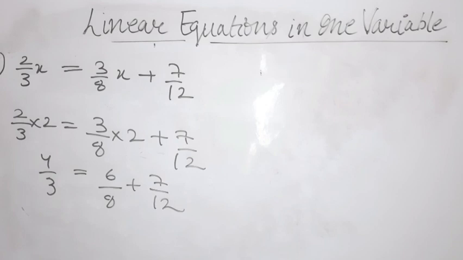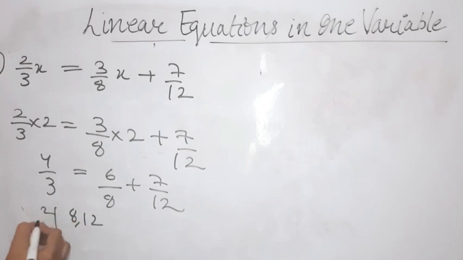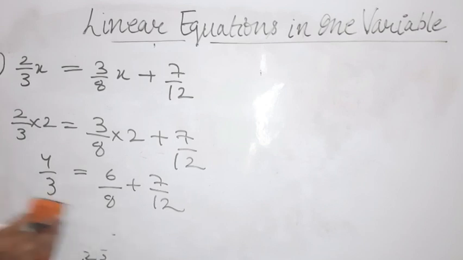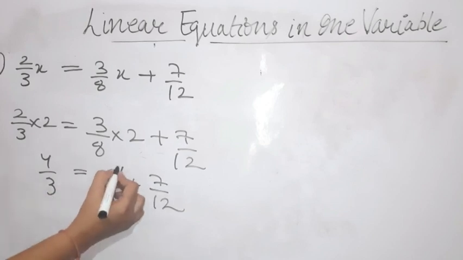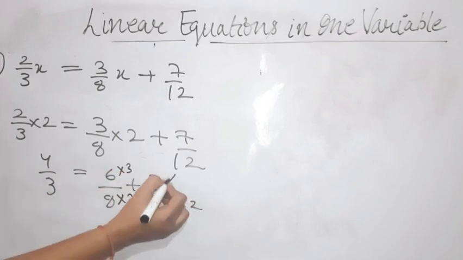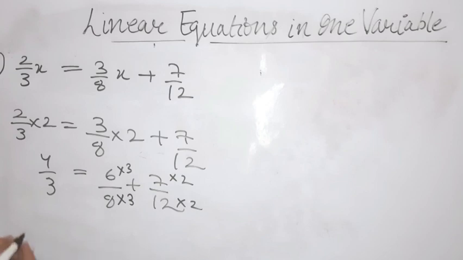Now take the LCM of 8 and 12. What is the LCM of 8 and 12? If you know the answer, you can comment down in the comment section. 2 twos are 4, 4 twos are 8, 8 threes are 24. So the LCM of 8 and 12 is 24 only. So now to make it 24, multiply this with 3 and multiply this rational number with 2. So 4 upon 3 is equal to 18 plus 14 upon 24.